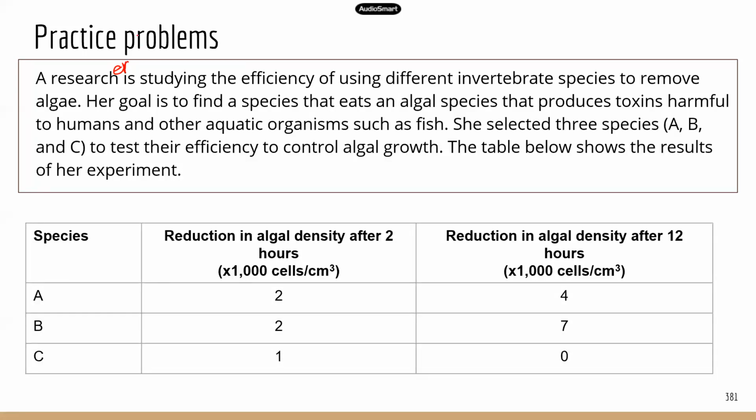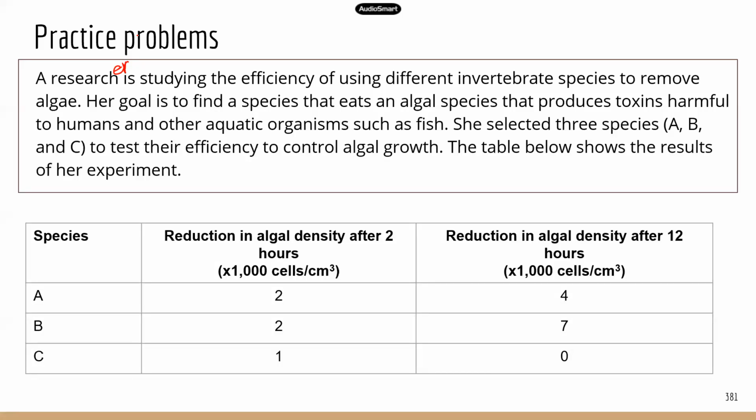So a researcher is studying the efficiency of using different vertebrate species to remove algae. Some algae can release toxins, and those toxins can kill fish and some of the other aquatic organisms. So this researcher has a goal to find a species that eats the algae that produces toxins. So she selected 3 species, A, B, and C, to test their efficiency to control algal growth.